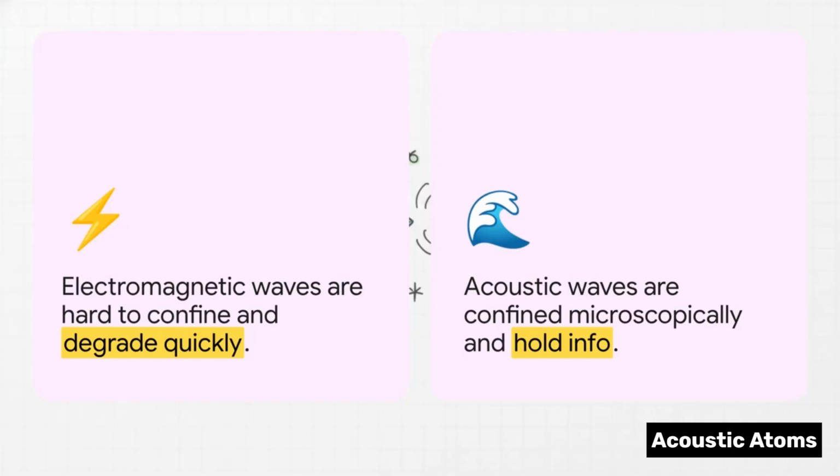So the crucial point is why this is such a game changer. Look, standard electromagnetic waves are notoriously hard to confine at these tiny scales. They leak, they interact, they degrade, it's a mess. Acoustic waves, on the other hand, can be tightly confined to a microscopic footprint, and they hold on to their information much longer. This simply makes acoustic waves a vastly superior vehicle for exploring entirely new pathways in future signal processing and quantum systems.